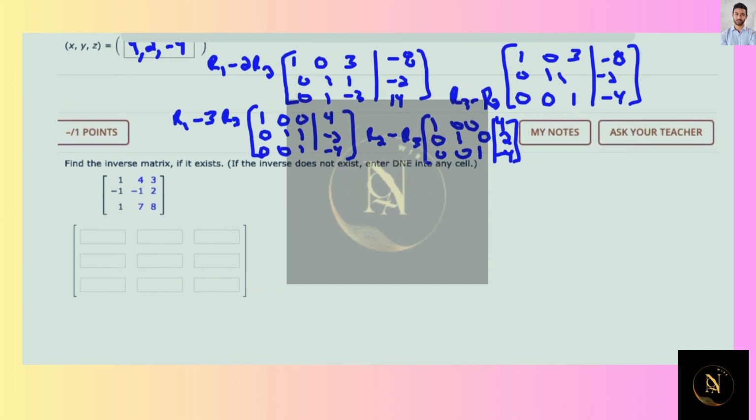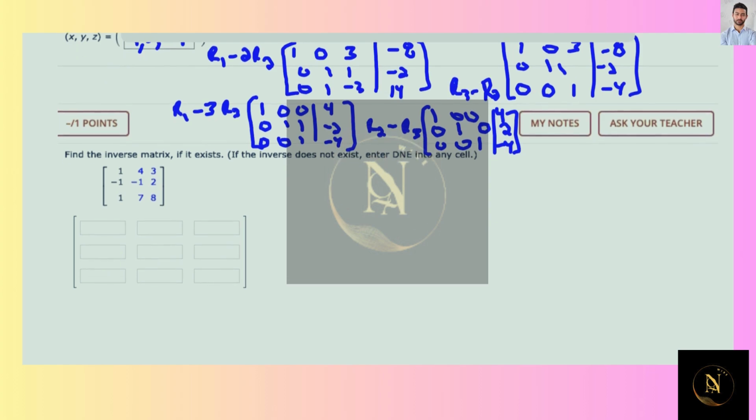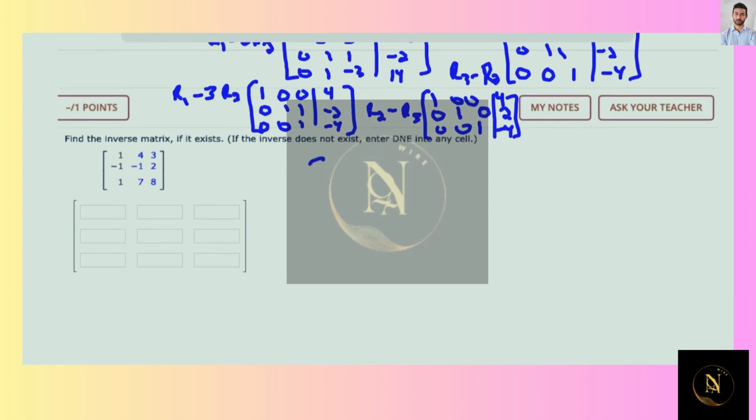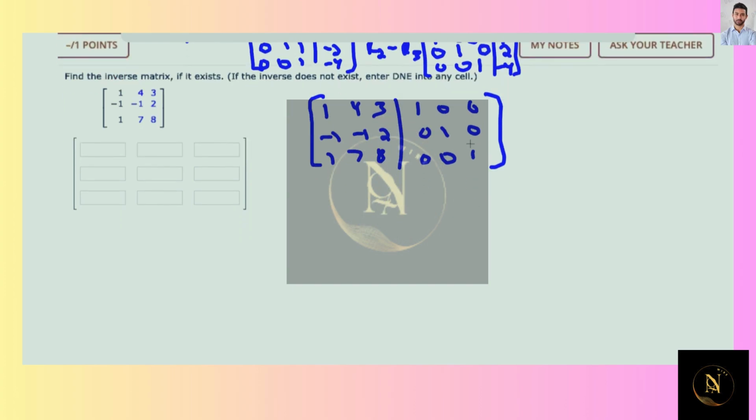To find the inverse of a matrix, augment the matrix with the 3 by 3 identity, and we're going to row reduce until we get the 3 by 3 identity on the left. Then the result will be the inverse on the right.